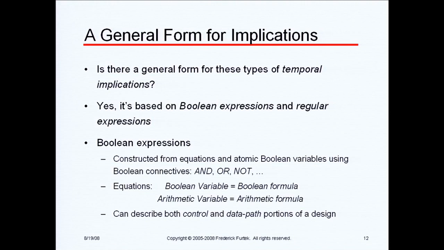First, let's start with Boolean expressions. They're constructed from equations and atomic Boolean variables using standard Boolean connectives: and, or, not, or whatever your other favorite Boolean connectives are. And equations are of the form Boolean variable equals a Boolean formula, or an arithmetic variable equals an arithmetic formula. Now, the important thing here is that we have arithmetic equations. And that's important because it's going to allow us to describe both the control and data path portions of a design.